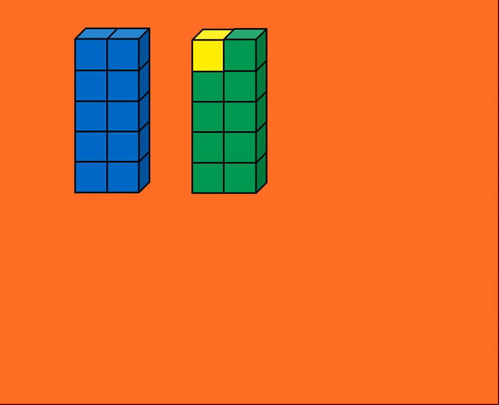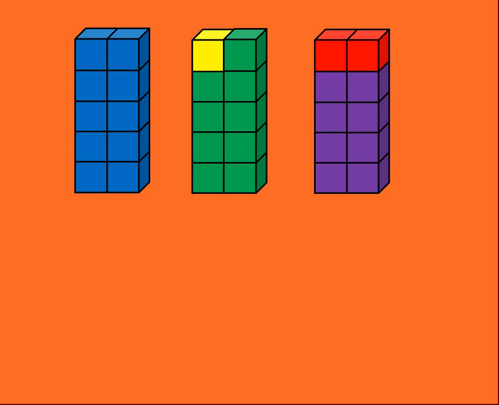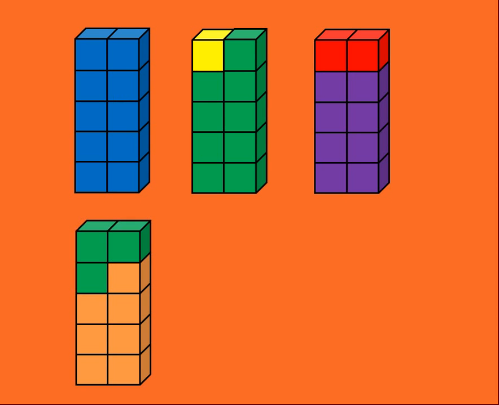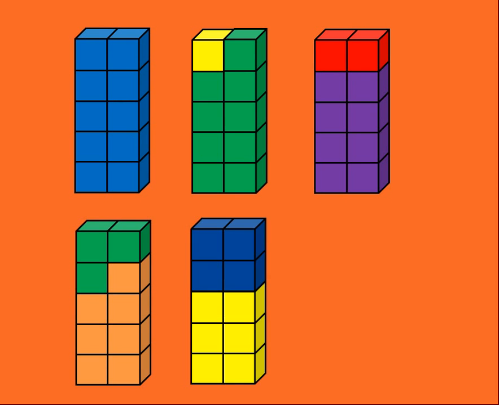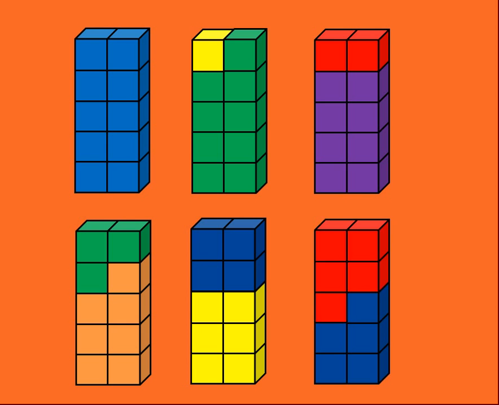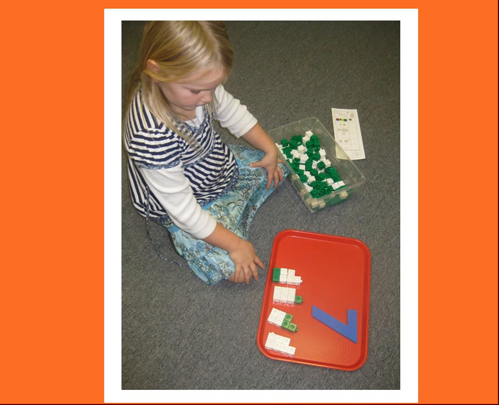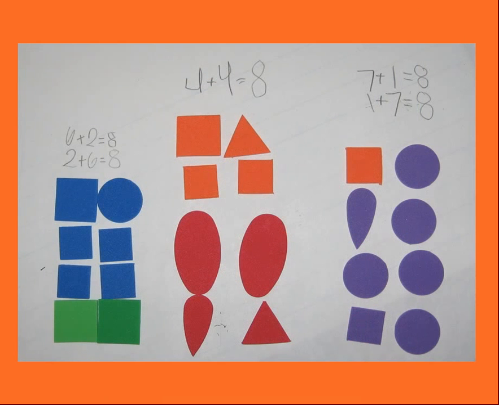These blocks show all the combinations of two numbers that make 10. 9 and 1, 8 and 2, 7 and 3, 6 and 4, and 5 and 5. This kindergartner is making her combinations and practicing ways to make 7. And this kindergartner was writing her equations for making 8.